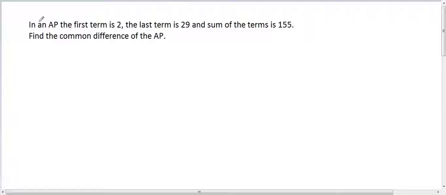Let's solve the question which I have written on the whiteboard. See here, in an AP, the first term is given, which is 2, and the last term is given, which is 29, and also the sum of n terms is 155 is given. So we need to find the common difference of AP.